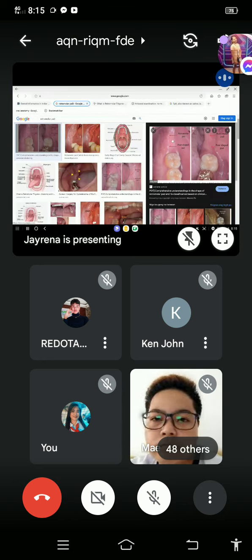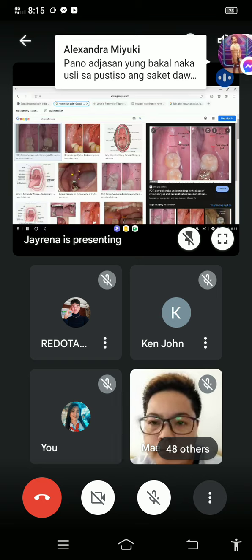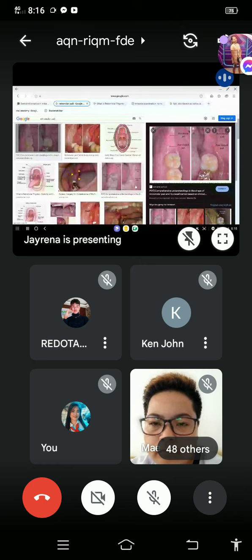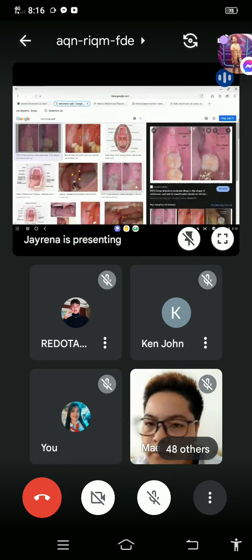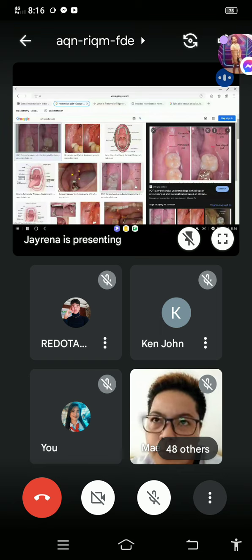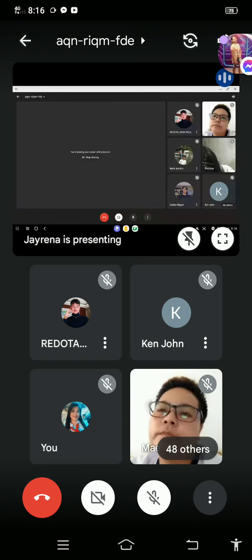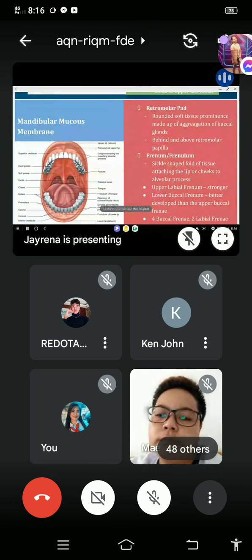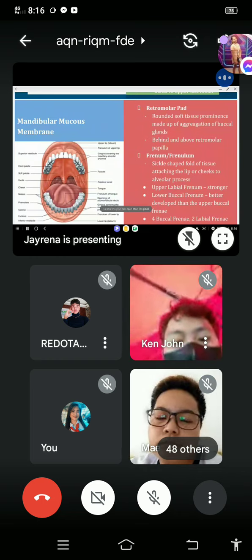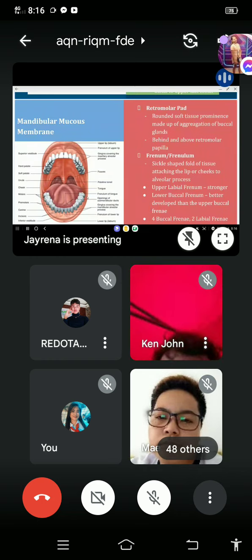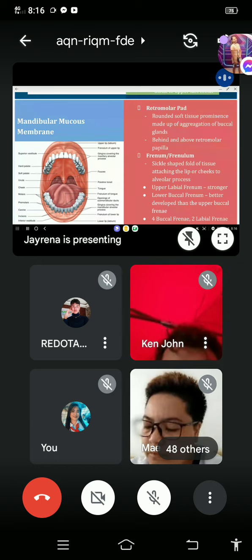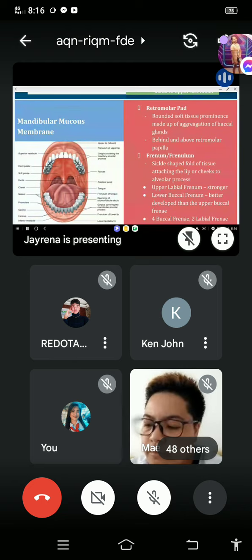Si retromolar pad, ito. Mandible to ha, lower. So the retromolar pad is this one. And then sa upper naman is maxillary tuberosity. So ano po yung maxillary tuberosity? Remember, si maxillary tuberosity, siya yung distal sa upper. Sa baba naman, distal sa lower retromolar pad. Do you understand? Nagets na po?